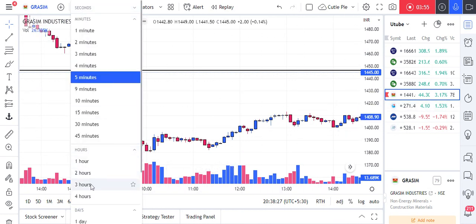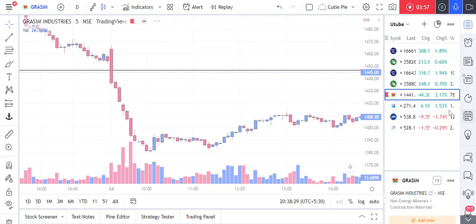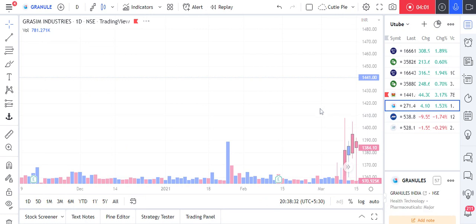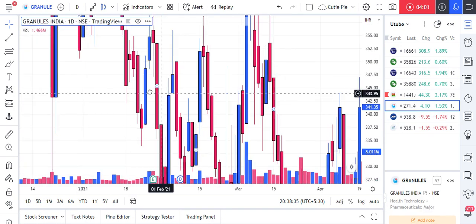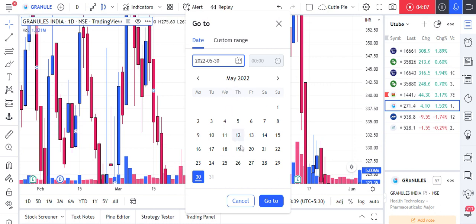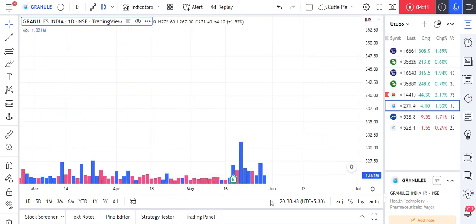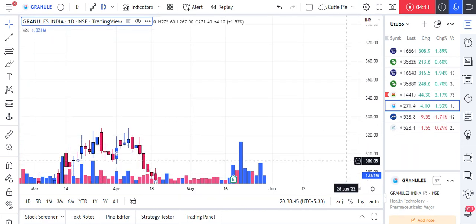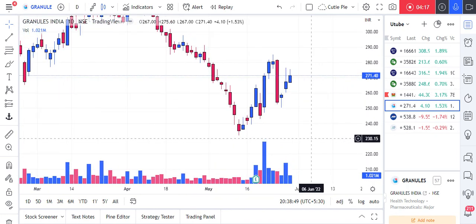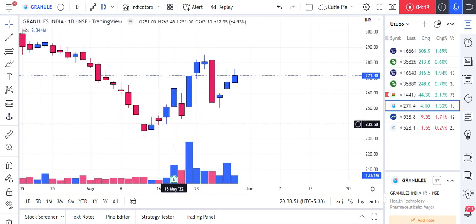Now I will take another example. So here, this is Granules. We need recent data only, right? So we'll see from May, where we have the earnings day here. Okay, May 18th is the earnings day.